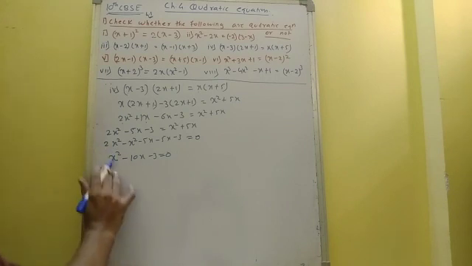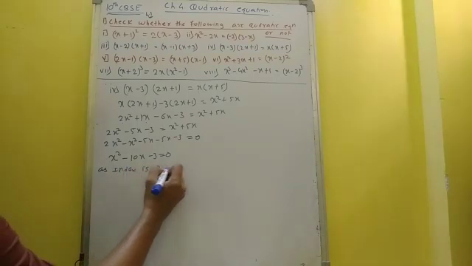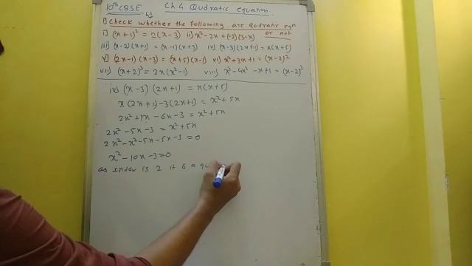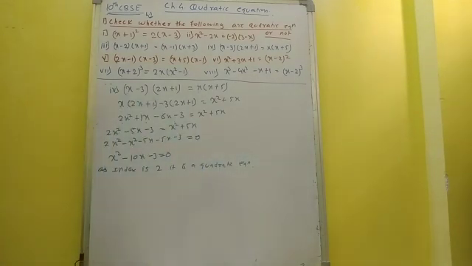Yes. Now as the index is 2, it is a quadratic equation. Okay, so this was the fourth one. Now we'll do the fifth one.